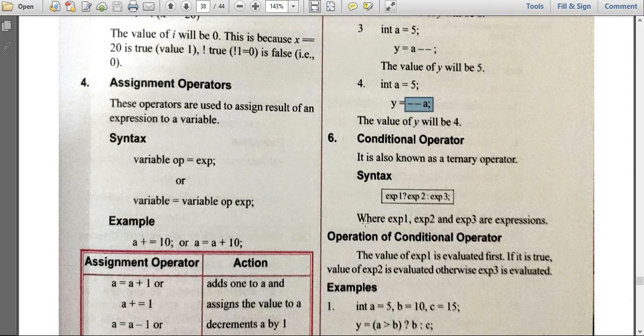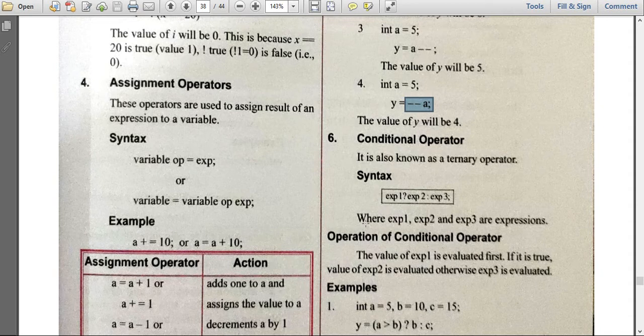The next operator is the conditional operator. Here we have three expressions. It is also called the ternary operator. Why? Because here we have three expressions. First one, expression 1, question mark, expression 2, colon, expression 3.